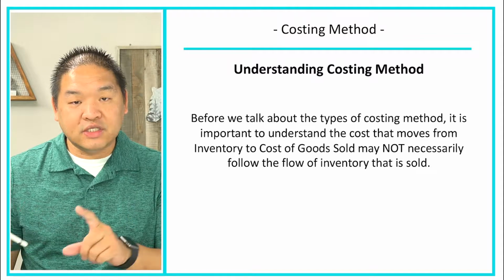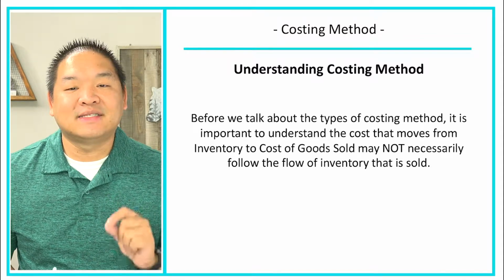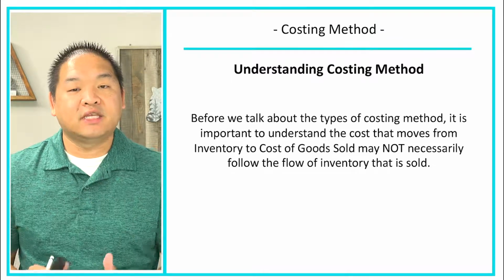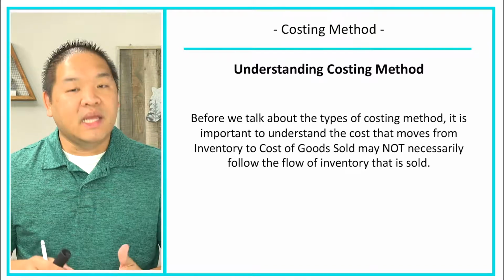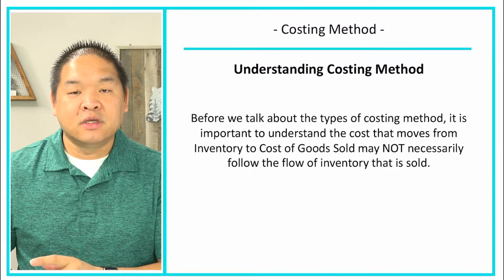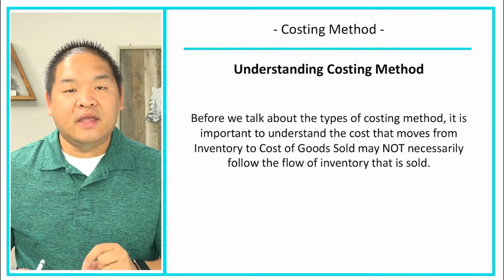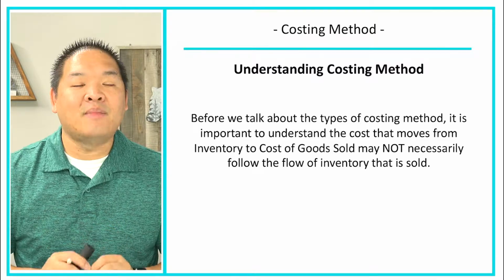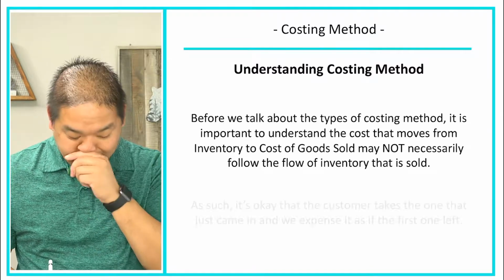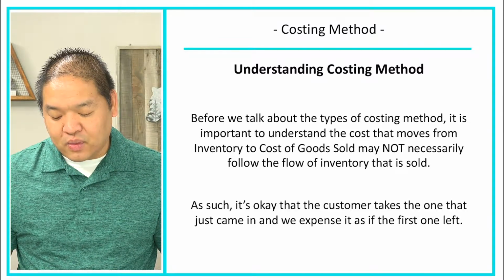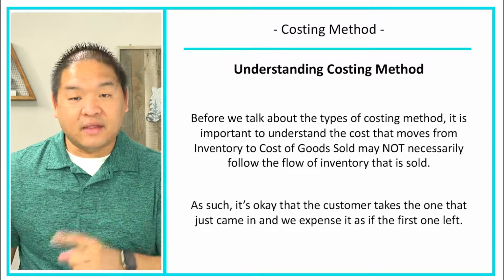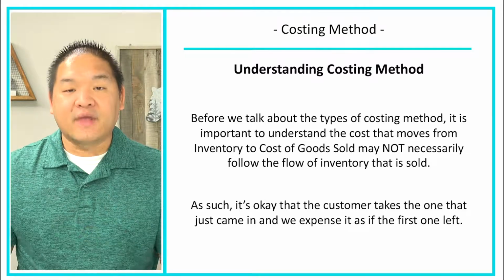Now, before we talk about the other types of costing methods, it is important to understand the cost that moves from inventory to cost of goods sold may not necessarily follow the flow of inventory that is sold. So notice that the customer took a $16 globe, but we may decide that we are going to move $15 in our T accounts. So what I'm saying here is that the inventory flow may not match the costing flow in our books, and that's okay. So as such, it's okay that the customer takes the one that just came in and we expense it as if it was the first one that left. So again, it's okay if they don't match.